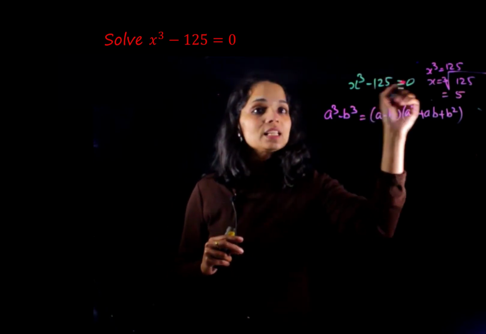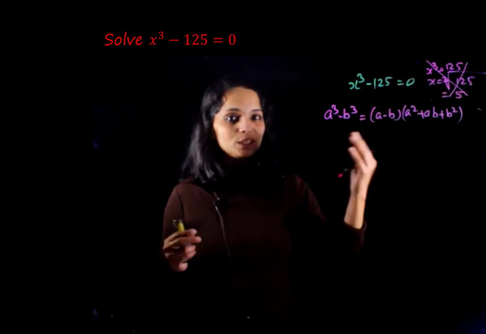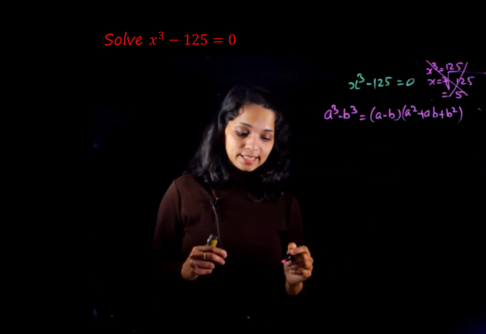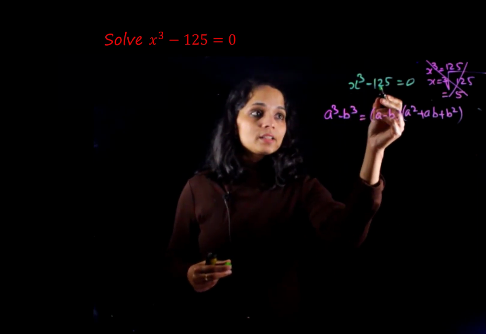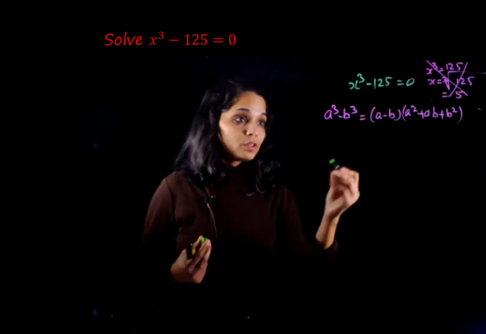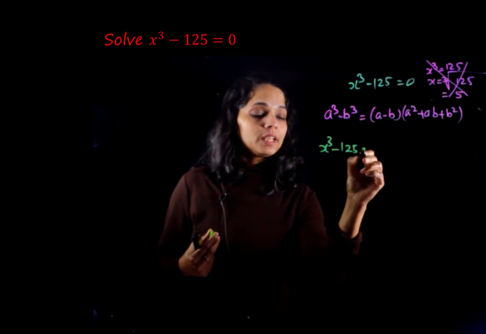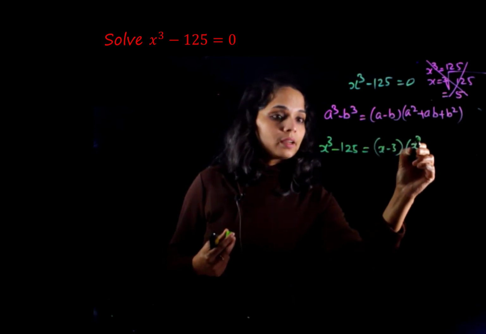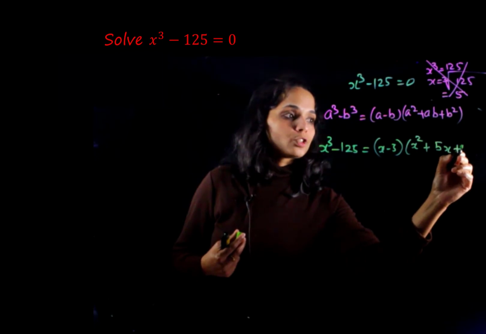There could be three solutions for a cubic equation. So don't always follow this algebraic manipulation. Instead, follow this factorization. Looking at this equation, a is x and b is 5. So let's do that here. x cubed minus 125 equals (x minus 5) times (x squared plus 5x plus 25).